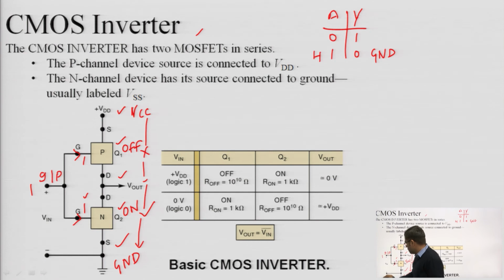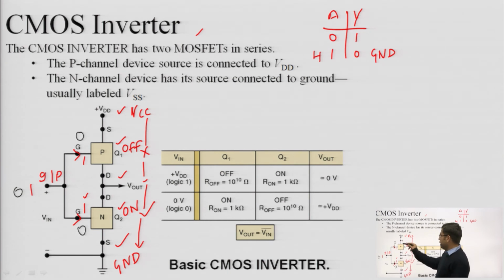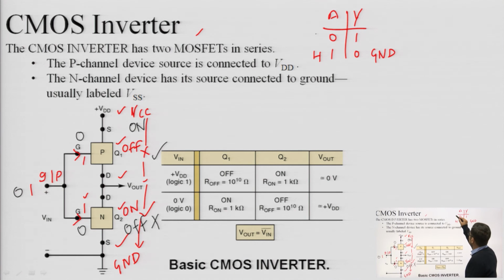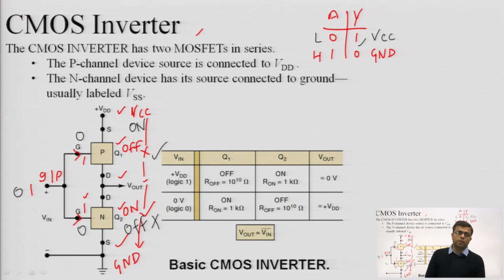Similarly, if I apply a 0 here, then both the gates will be 0. Now P type will be on and N type will be off. That means this path will be prepared and this path will be broken. So if I apply a low voltage at the gate terminal, then my output will be connected to VCC. That's why I am showing 1 here. In this way, I have prepared a CMOS inverter. This is the same thing which is written here.